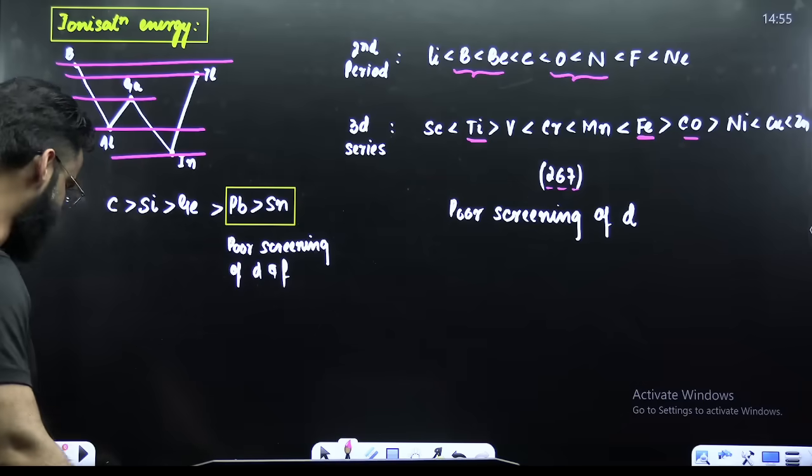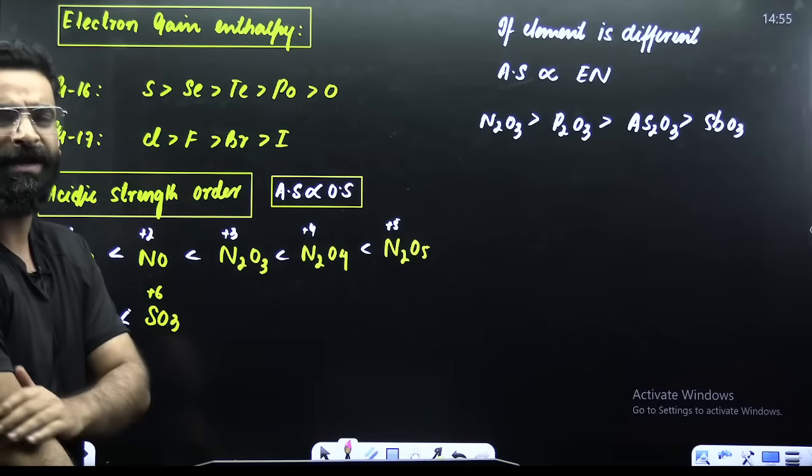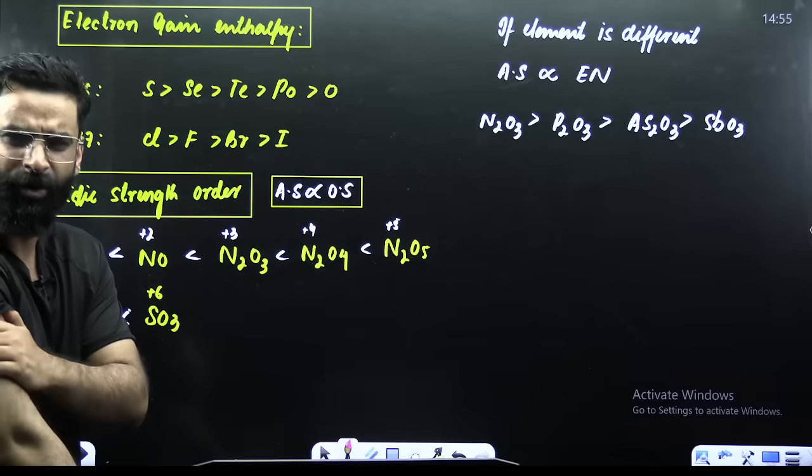Reason is again the poor shielding of d electrons. Now, electron gain enthalpy order. Down the group, what happens to electron gain enthalpy? Electron gain enthalpy down the group decreases.